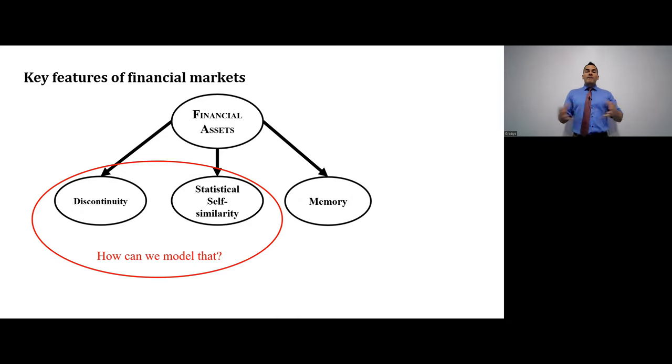So what are the key features of financial markets or financial asset markets? We have discontinuity, we have now talked about it quite a lot, and we have statistical self-similarity. And third, we have the memory. What we would like to do right now is to model the first two features that somehow belong together, which we will see. It's the discontinuity and statistical self-similarity. So the question arises, how can we model that? It's obviously not the normal distribution, what financial economists still believe.